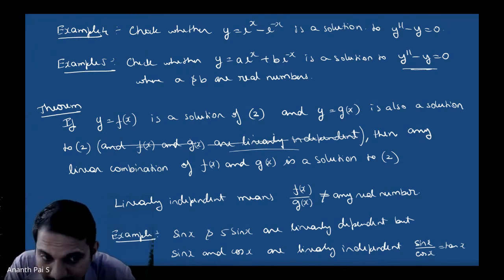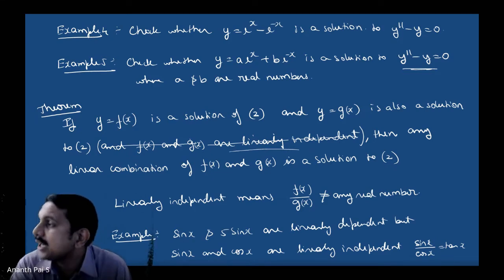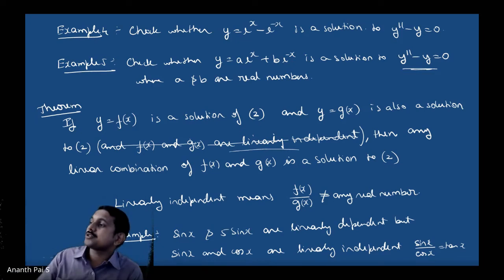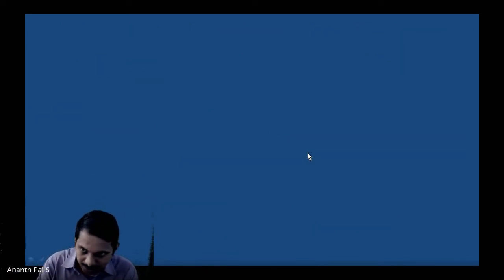One by five is linearly dependent. Here I have told you what you mean by linear independence. I am not saying that if it is linearly dependent, it will not be a solution. I did not say that. Okay, very important. So let us go next.